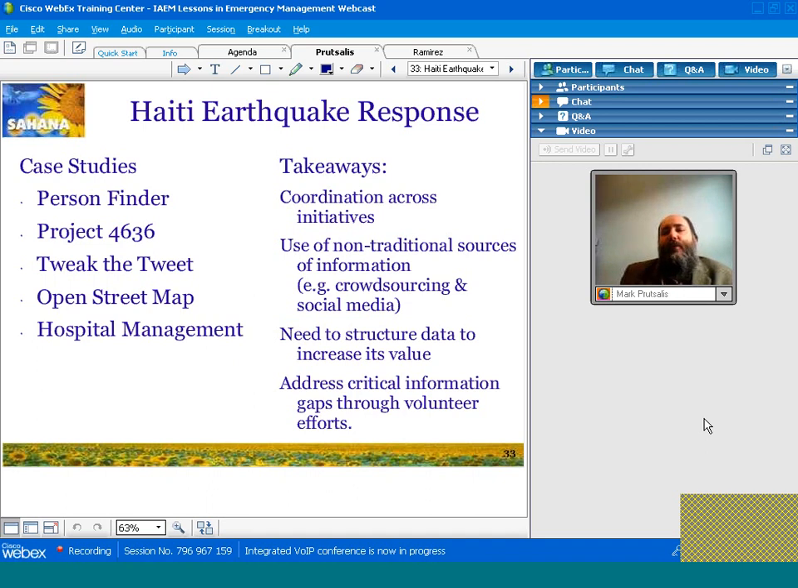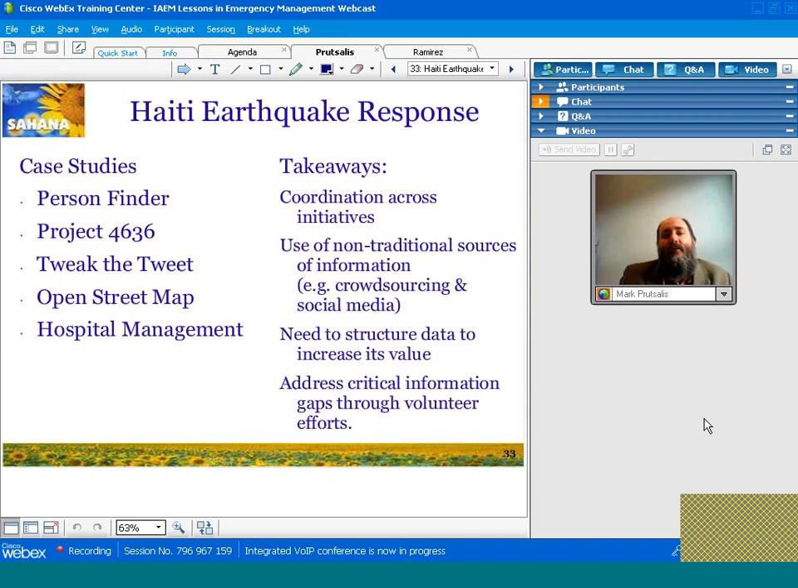So we rely on other people to develop good geographic data that we can make sense of. And we also like to provide data to other people as well. And that's really in the spirit of humanitarian open source software. The other thing is that there is value in the use of non-traditional sources of information that come from crowdsourcing and social media, especially when it is structured.